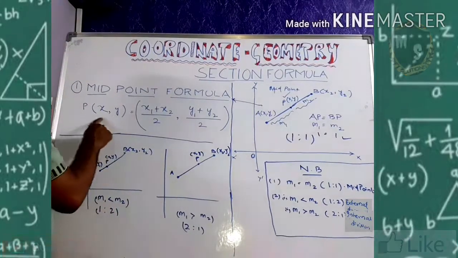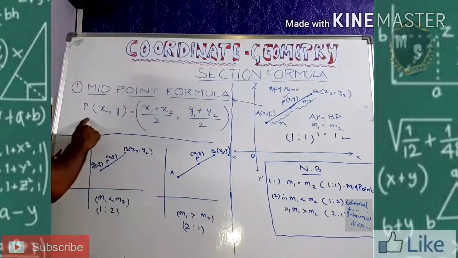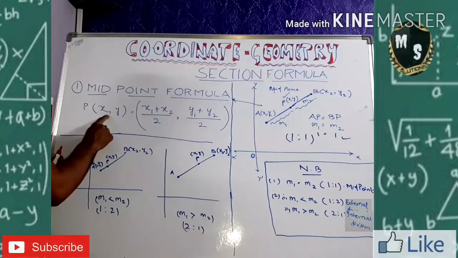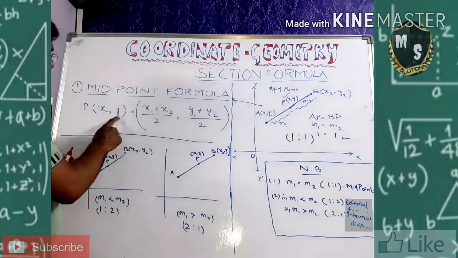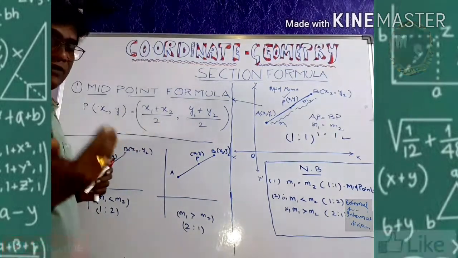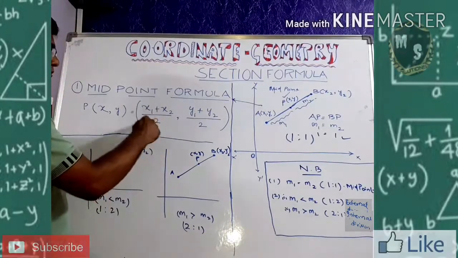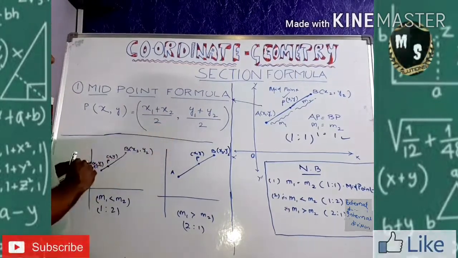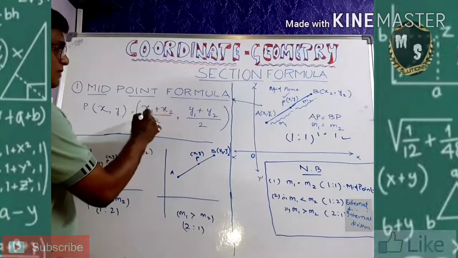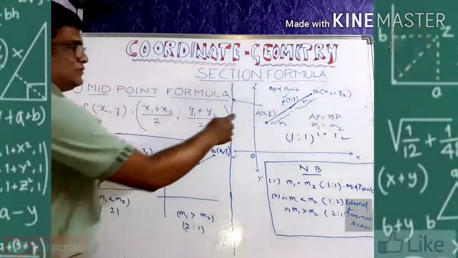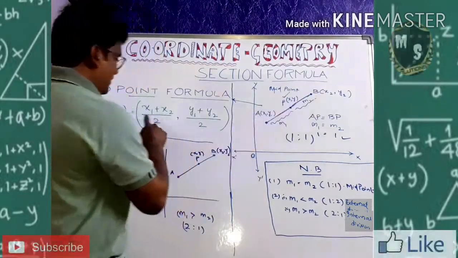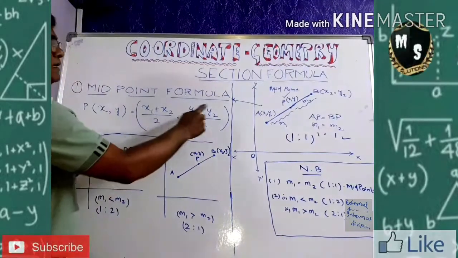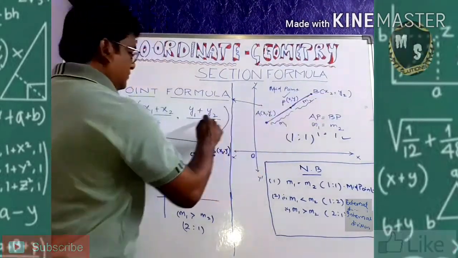So what is the coordinate of the midpoint? The coordinate of the midpoint P is x and y. How will it be determined? It is determined by this formula. Try to remember this formula, it is important: x equals x1 plus x2 by 2, that means the average, and y equals y1 plus y2 by 2.